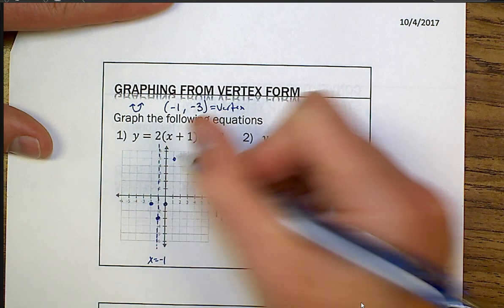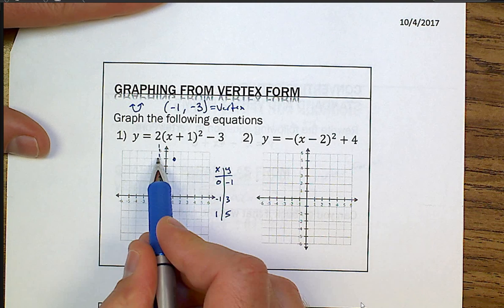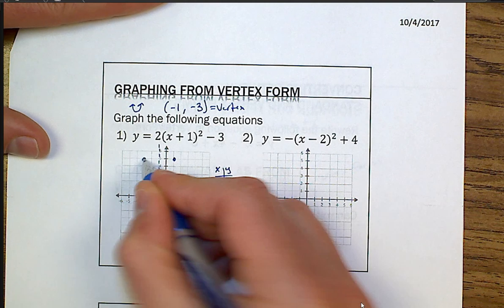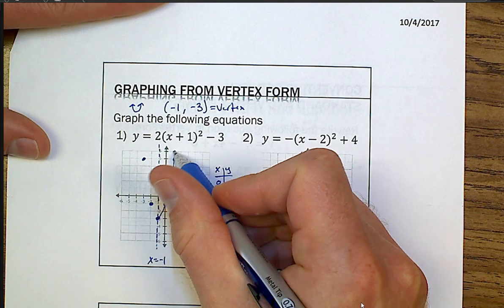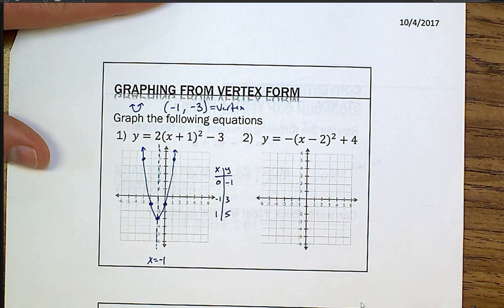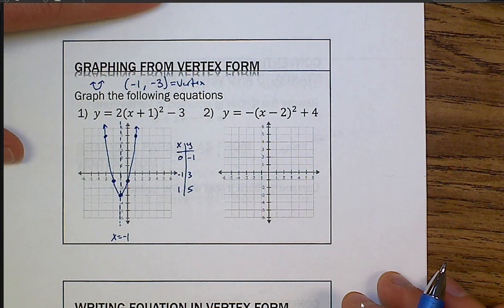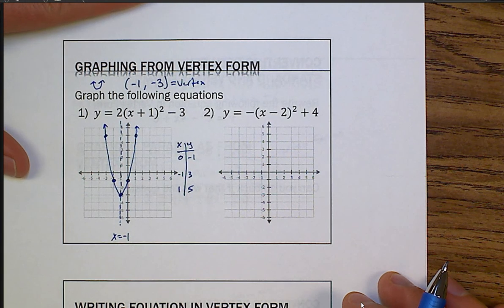So if 2 units to the right, then I need to go 1, 2 units to the left, and there is my parabola right here. Again, 5 points gives you a really nice, accurate parabola, okay? Go ahead and hit pause, try the second one here, number 2, and then check back with me, see if you got it right.